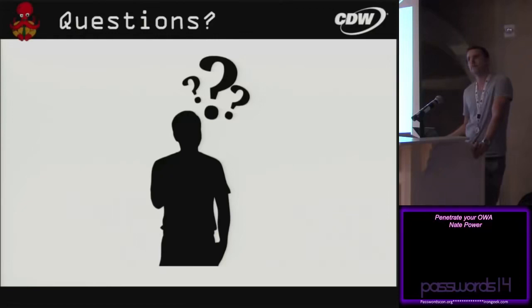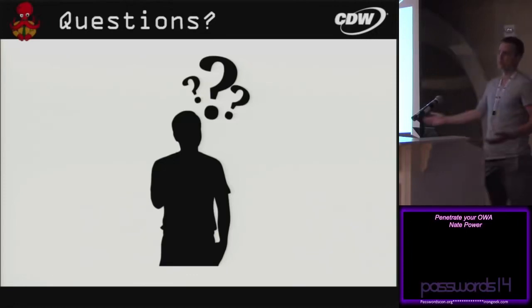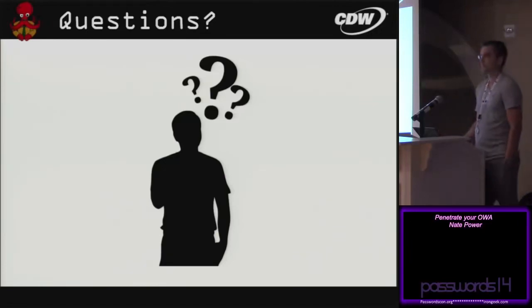Yeah, 2007 and 2013. Microsoft pretty much came back and said the issues are too architectural. They can't create a patch to quickly fix them, and they're going to take them into consideration for future products. So these issues are going to be around for a while, and you guys will be able to use these in your pen test. So, any other questions?